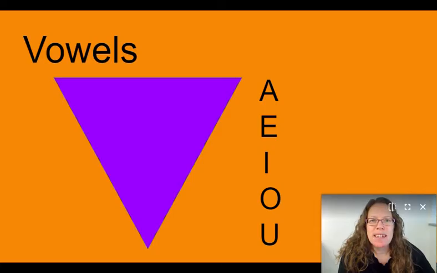And I put an upside down triangle because you can see that your mouth is the widest open for the first vowel, a, and then it gets progressively smaller as you go. A, e, i, o, u. And also in Spanish, it's important that you don't move your jaw or your lips when you're saying the vowels.